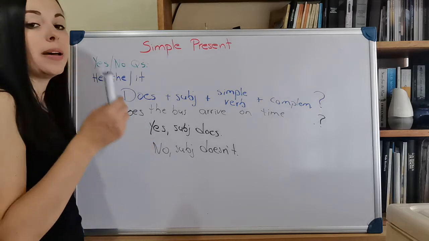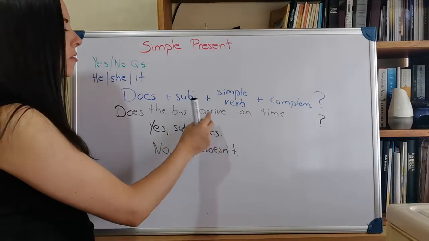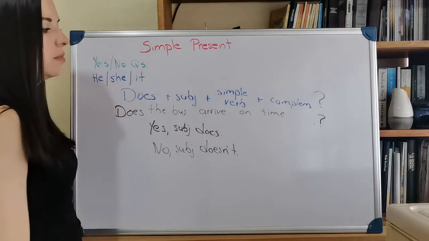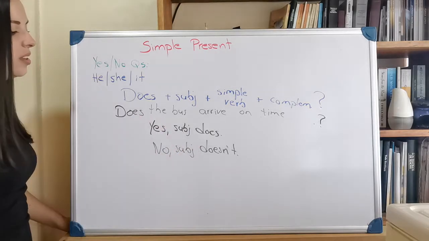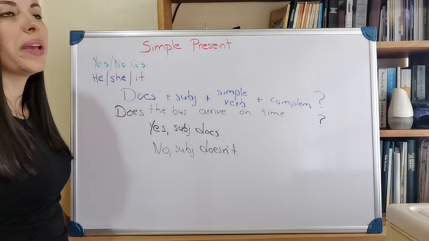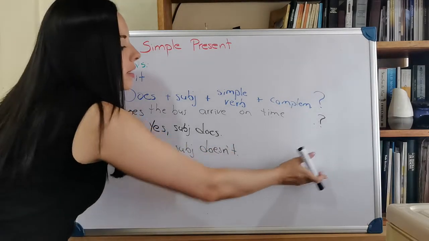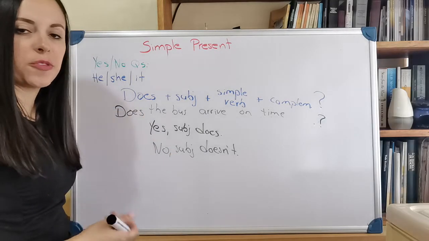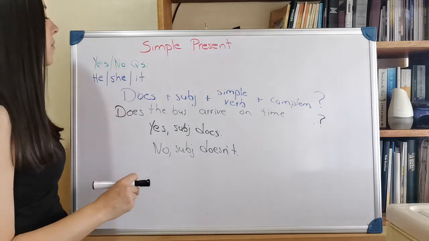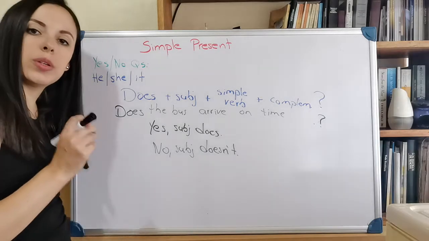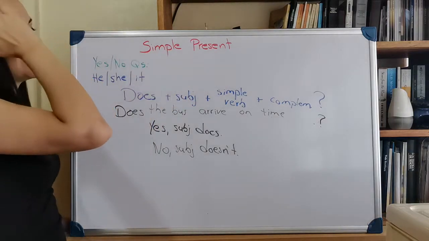Does the bus, one thing, is singular, is an it. So does the bus arrive, that's my simple verb, on time? Yes, it does. No, it doesn't. We can say something like, no, it doesn't. It is always late. Okay, that's an example of no, it doesn't, and then I add extra information. So that's basically the structure that we need to use to create yes-no questions in simple present.